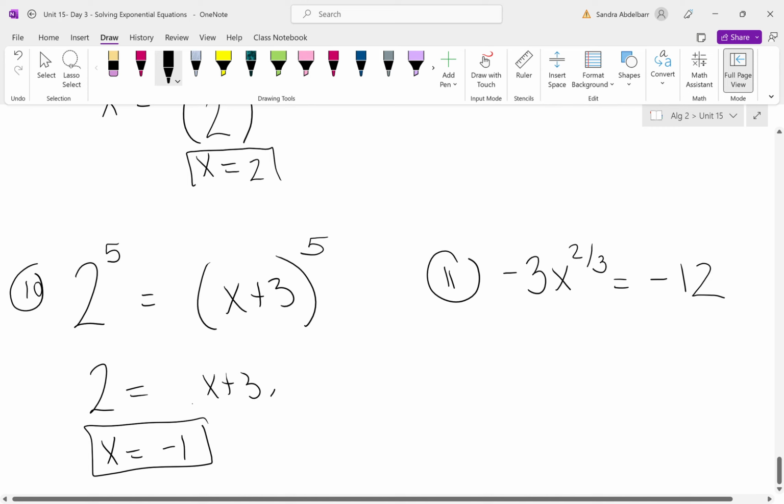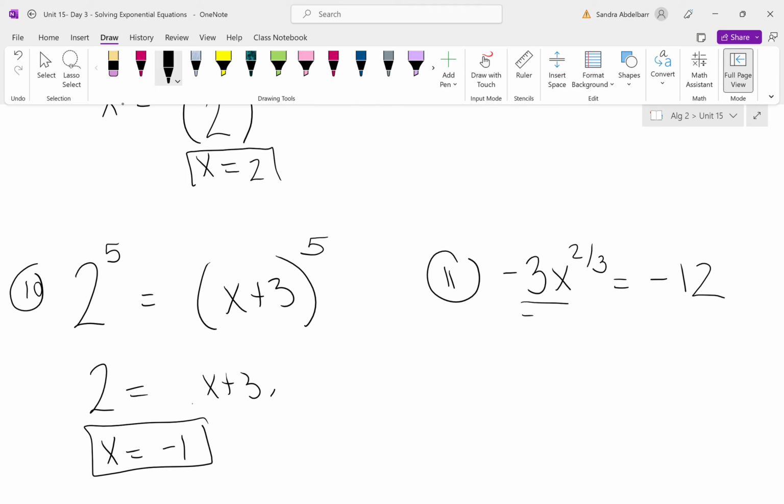Okay, guys, for number 11, is that 2/3 belonging to the x or to the whole quantity of negative 3x? Just the x. And now I need to solve for x. How am I going to solve for x? First, I need to isolate it, don't I? So what am I going to do? Divide by negative 3. So we're going to have x to the 2/3 is equal to 4.